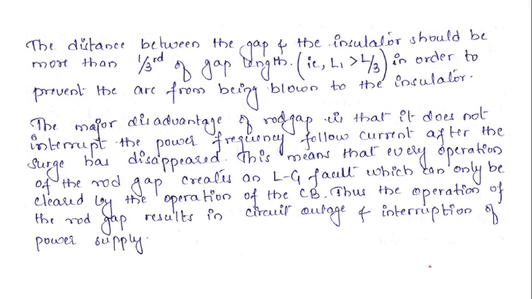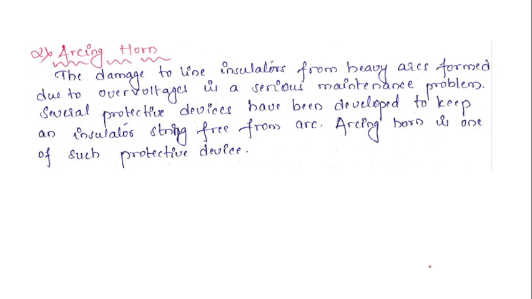So the main disadvantage of using this rod gap is that it is not going to interrupt the power frequency follow current after the surge has disappeared. Even though the surge voltage has disappeared, it is not going to interrupt the normal power frequency current. Because of this, it may create an LG fault also, because one end is directly connected to the ground, so it may create a line to ground fault. This can be cleared with the help of the operation of the circuit breaker. Thus, operation of a rod gap results in a circuit outage and interruption of the power supply.